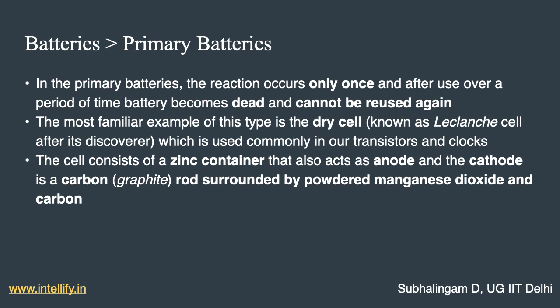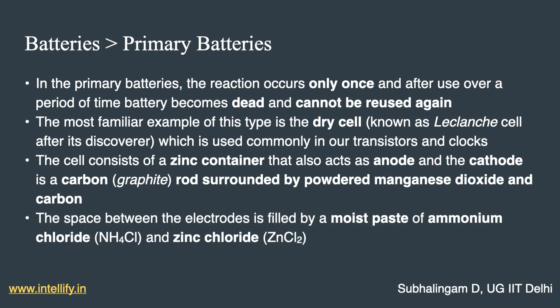So what's the anode over here? The anode is a zinc container and the cathode is a carbon rod surrounded by powdered manganese dioxide and carbon. The space between the electrodes is filled by a moist paste of ammonium chloride and zinc chloride. What is the paste made up of? NH4Cl and ZnCl2.